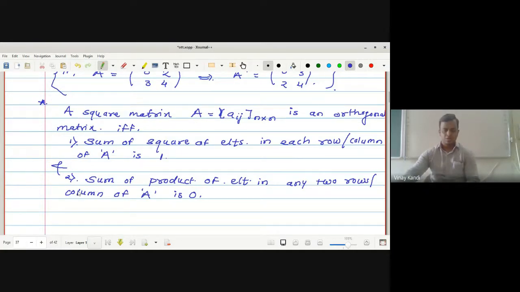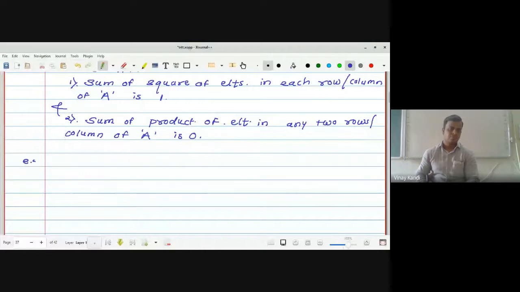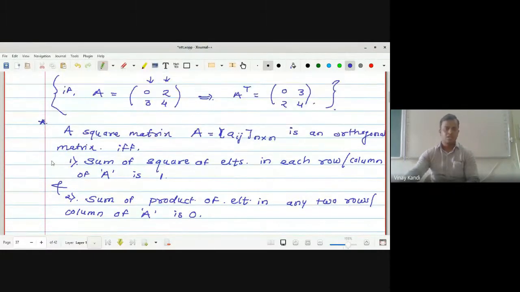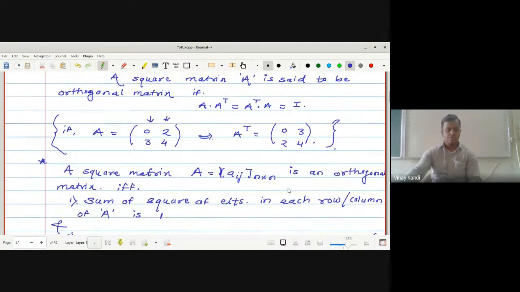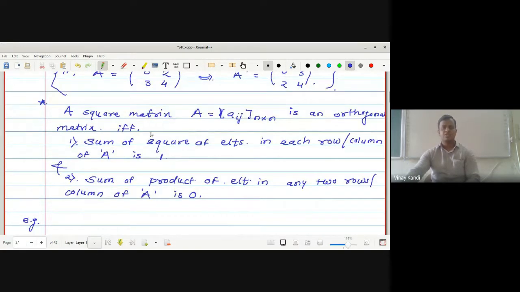For example, look at it. Use any one definition. A square matrix A is said to be orthogonal if A into A transpose is equal to A transpose into A is equal to I, or we can use this definition: A square matrix A is said to be orthogonal if and only if the sum of squares of elements in each row or column of A is equal to 1, and the sum of products of elements in any two rows or columns of A is equal to 0.